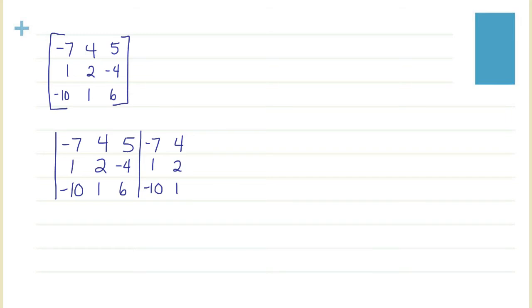So just like before, we're going to start in the top left and multiply down, but this time we have 3 numbers and we're going to have to multiply down 3 times. That's why we added those extra columns at the end. So we're going to multiply down like that.